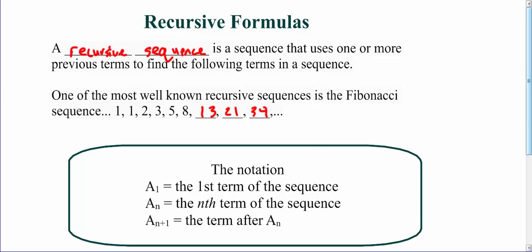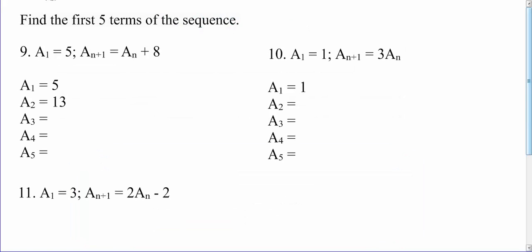All right, so some of the notation you need to know. A sub 1 means the first term of a sequence. You'll see that a lot. A sub n is the nth term. That just means whatever term you're looking for. And a sub n plus 1 is the term right after that. So if you know term 6, a sub n plus 1 would be term 7. We'll look at what that means in just a moment.